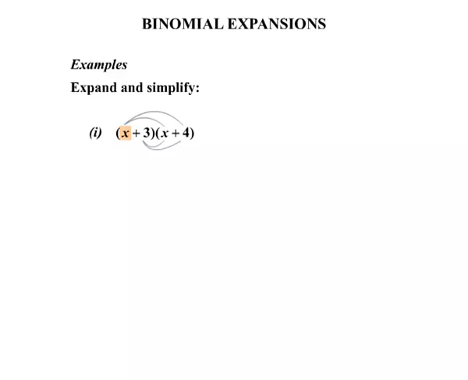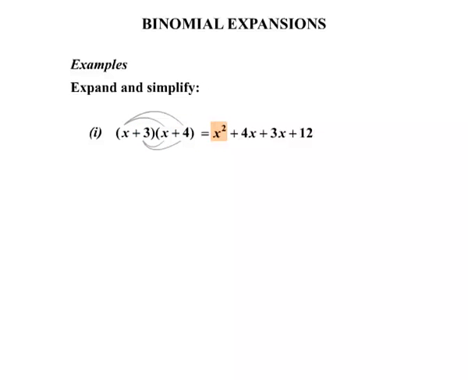Starting off with that x, we're going to multiply with the x there, gives us x squared. Then the x gets multiplied with the positive 4, giving us plus 4x. So that's taken care of that x. So we move on now to the positive 3. It gets multiplied by the x to give us plus 3x. And then the positive 3 gets multiplied by the last term there, plus 4. 3 times 4 is 12, so we get plus 12. So that's the expansion done.